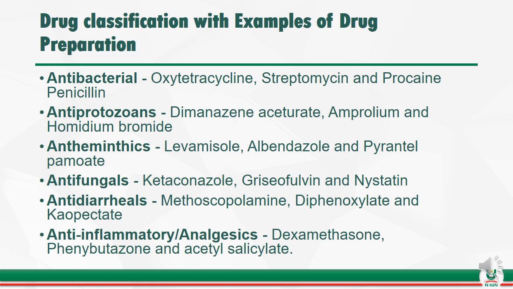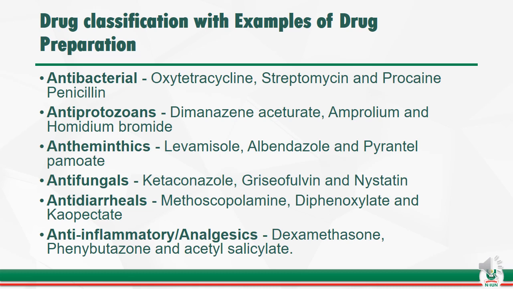Number 2 here is antiprotozoans. Examples include imidocarb acetate, amprolium, and medium bromide. Number 3, anthelmintics. Anthelmintic examples include levamisole, albendazole, and pyrantel pamoate. Number 4, antifungals. Examples include ketoconazole, isoflurane, and nystatin. These are examples for antifungals.